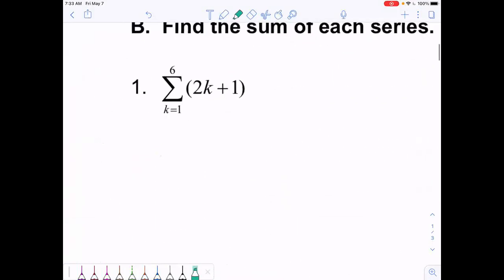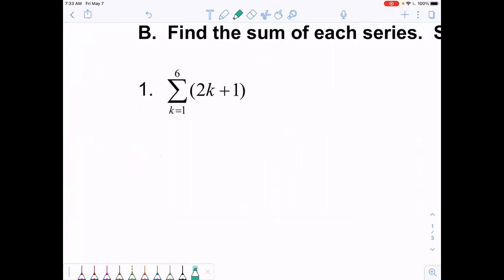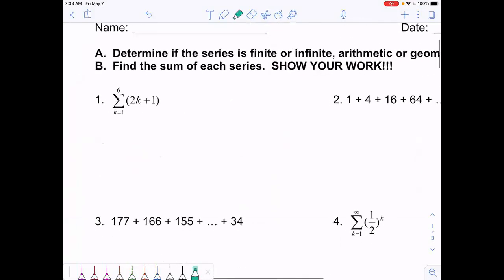Like this one. You would do that for that, yes. Or you could, because that's giving you an end number. So you know where it ends. But if you don't know where it's ending and it's infinite, then you need to use the formula.